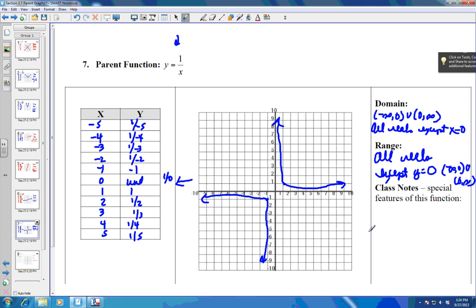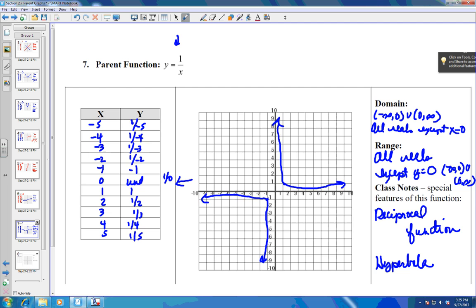Class notes, this is called the reciprocal function. And later on, when we're graphing conic sections, you'll learn that this is the graph of a hyperbola. And hyperbolas are often used, the reflection property is often used in satellite dishes. Okay, so that's a hyperbola.